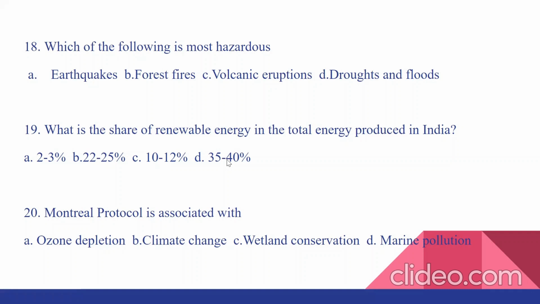The answer is D, because 38% of India's energy comes from renewable sources, and it is 136 gigawatt energy produced out of renewable sources. And India is the third largest producer of renewable energy in the world. So the answer is D, 35 to 40%.